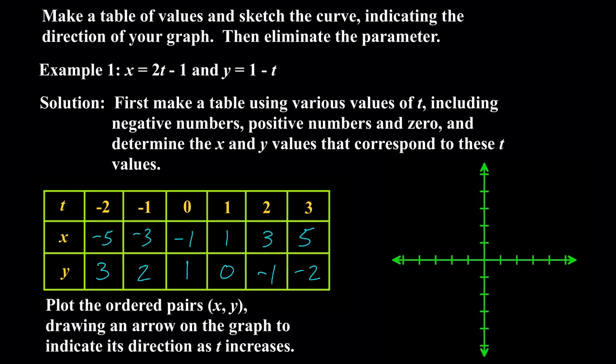All right, so if we plot these points on an xy coordinate plane, (-5, 3) is located right up here. (-3, 2) is located right here. (-1, 1), (1, 0), (3, -1), and then (5, -2). And you can see that all of these points are on the same line.